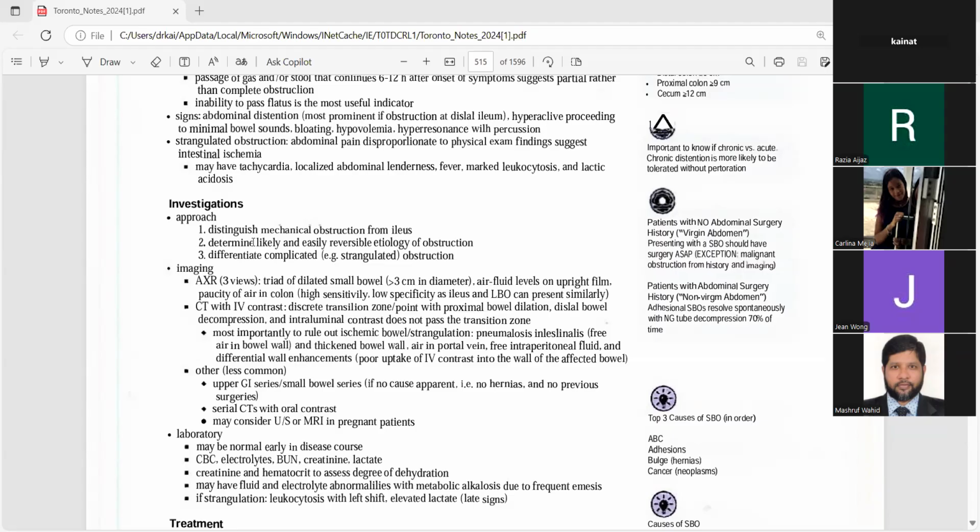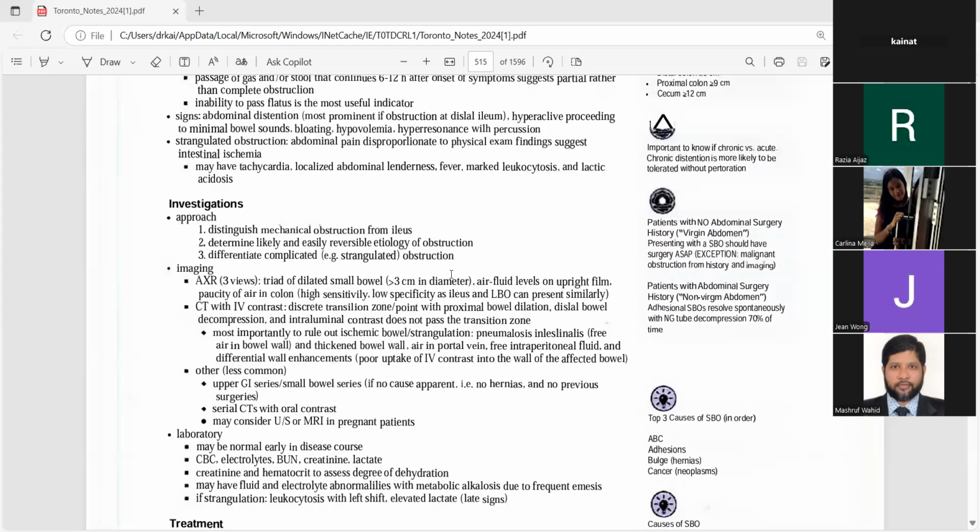So you are going to start with triaging. You are going to think whether it's a mechanical obstruction or ileus, determine the likely etiology of the obstruction, and differentiate complicated obstruction. It is basically the point where we have to decide: do I start calling the surgeon, or is it my level that I can start doing some investigations and wait for the surgeon?